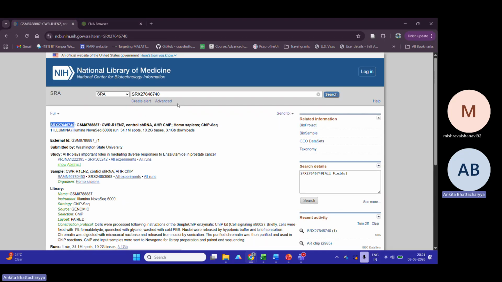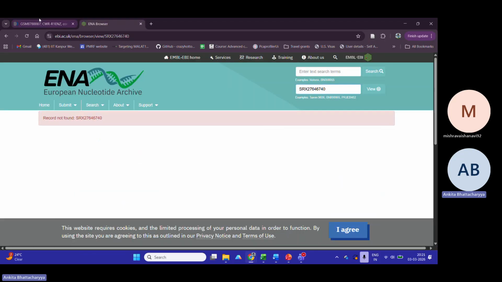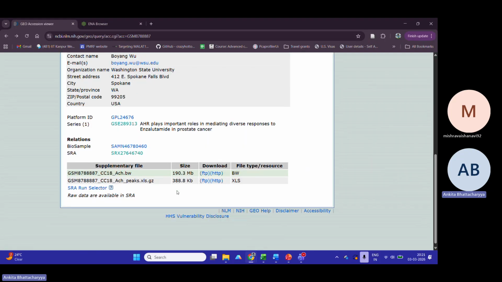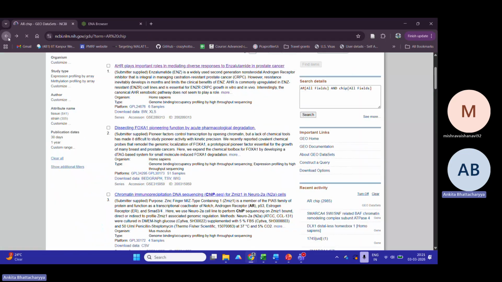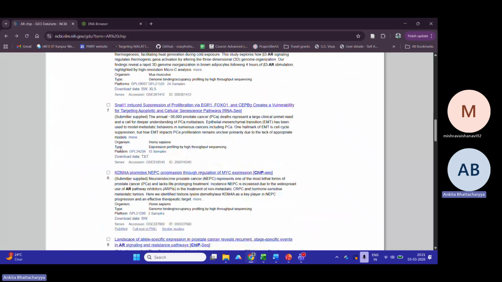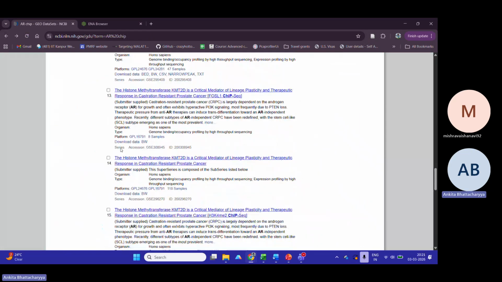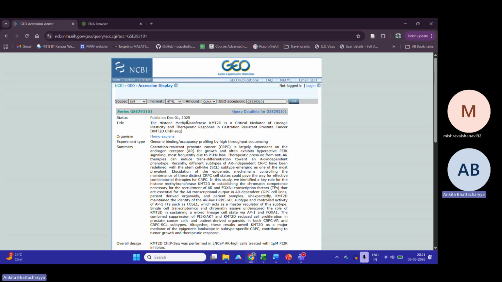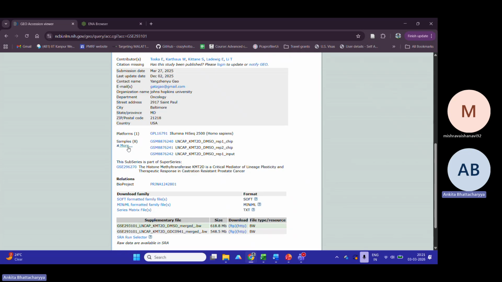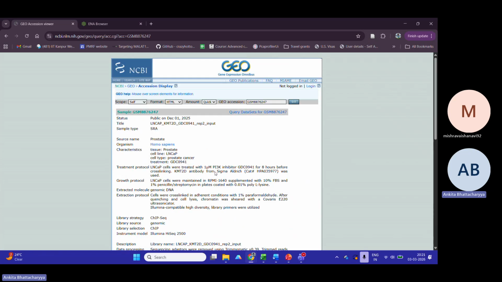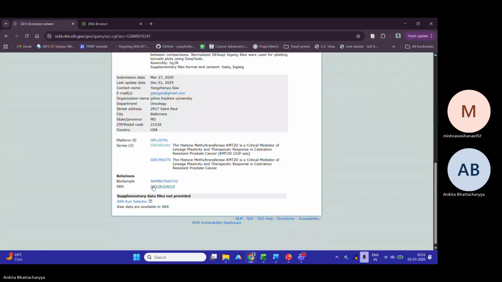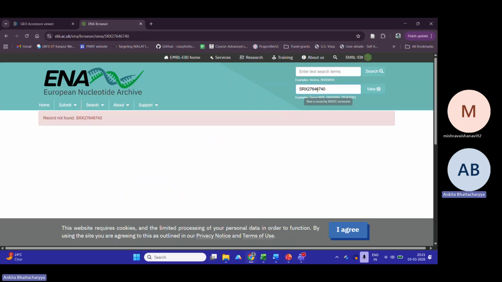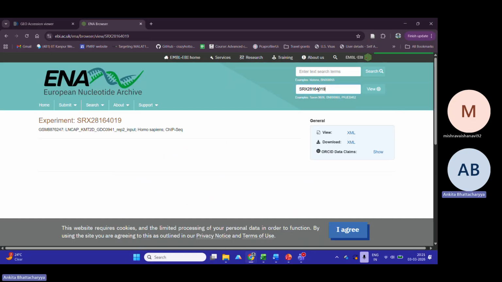Okay, I think this has not been uploaded on the ENA browser. That's why we're not able to detect it. But let me try a slightly older one, which possibly has been. Let's check this. This is slightly older. So basically, these are different repositories where this information needs to be uploaded.